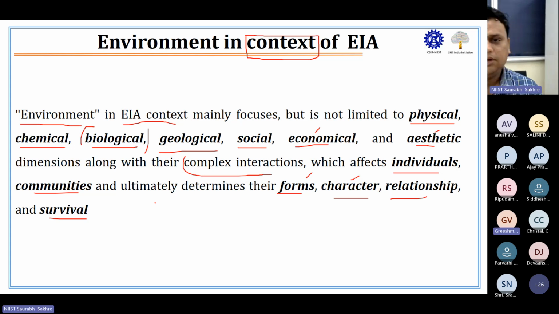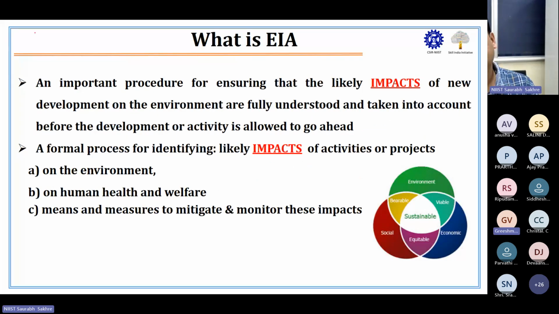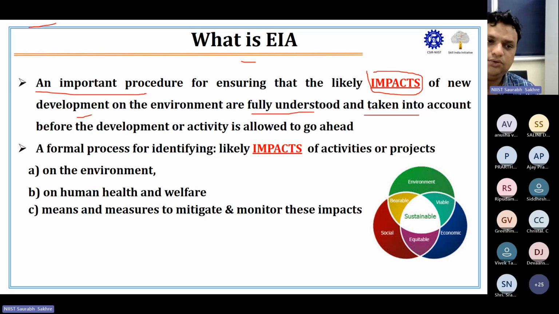Okay. Now, what is EIA? After knowing what is impact and what is effect and what is environment, now what is EIA? When you know the definition of impact and effect, EIA is an important procedure for ensuring that the likely impacts, I'm not writing effect, likely impacts of new development on the environment are fully understood, first thing, and taken into account before the development or activity is allowed to go ahead. First you have understood all the impacts of that proposed developmental activity. You have included it, and now you are going for the developmental activity.